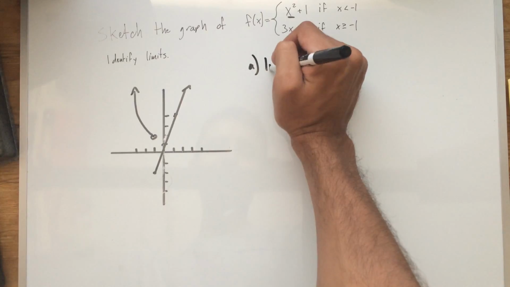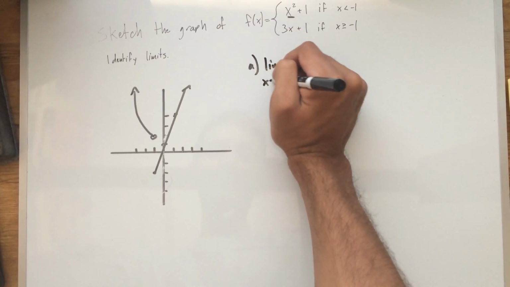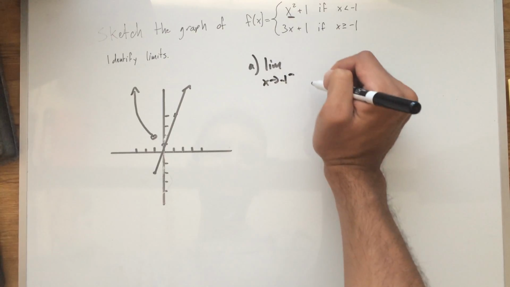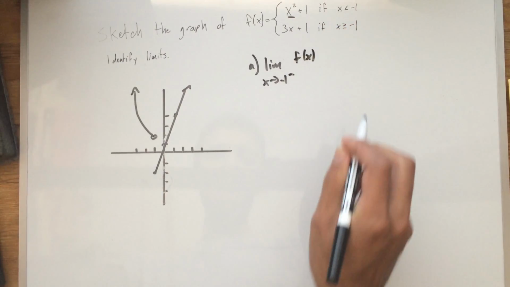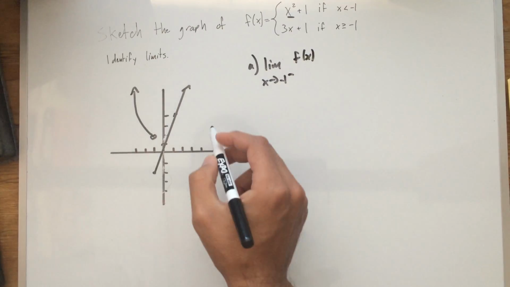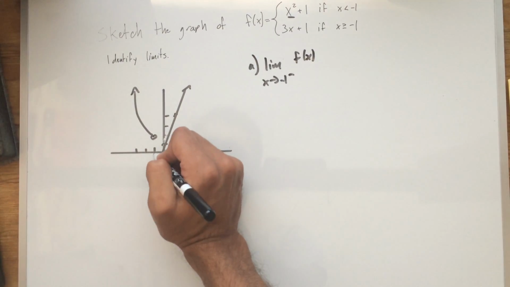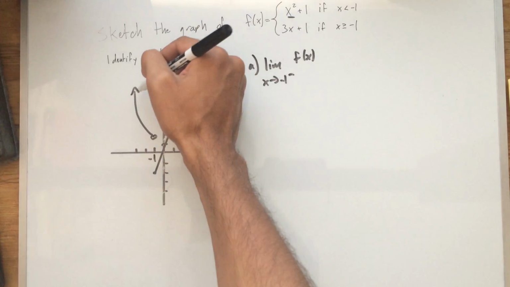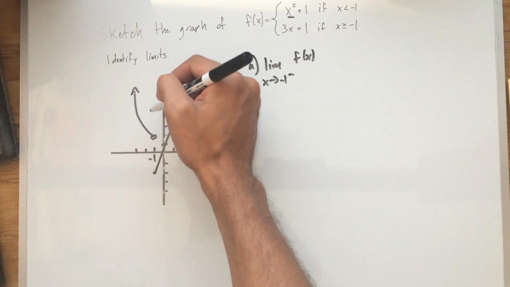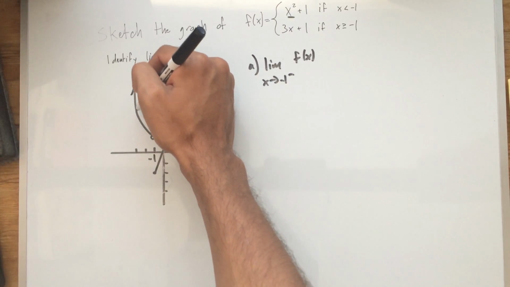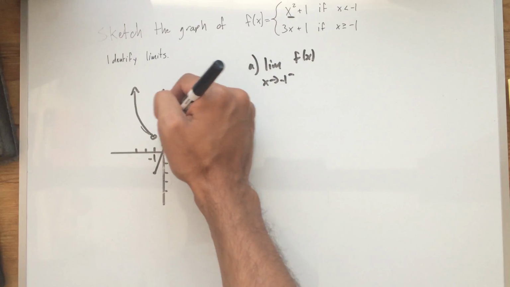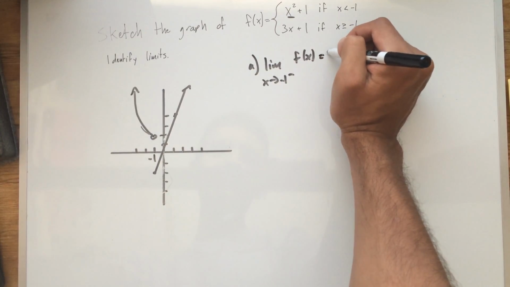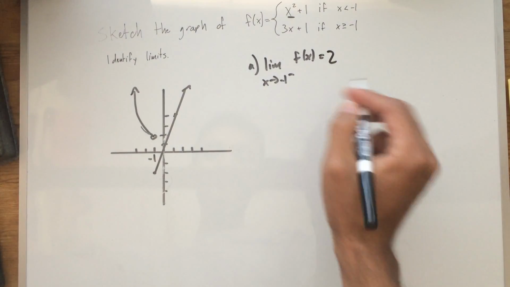So we have the limit as x approaches -1 from the negative direction of f of x. And we look at the function, we're looking at -1, and we're looking at the function coming from the negative direction, so it's this part. So here the function is approaching this value, which is 2. So here the limit as x approaches -1 of f of x is 2.